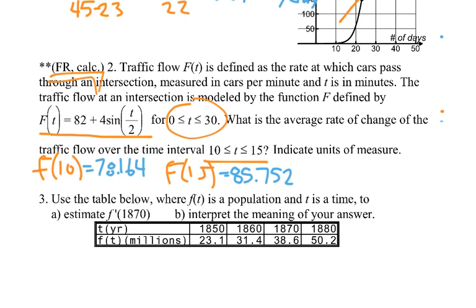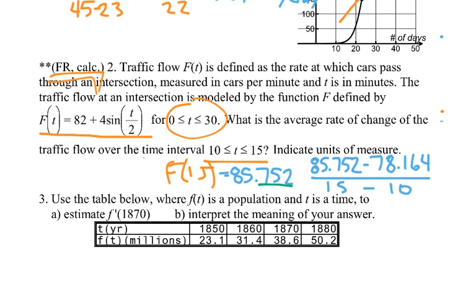And so if you're in radian mode, you should have gotten f of 10 was 78.164, f of 15 is 85.752, and AP, when we're doing free response questions, is going to want 3 decimal places, so let's just get in the habit of using 3 decimal places there. And then we're going to do the slope of that. So 85.752 minus 78.164 divided by 15 minus 10. And when you go through that calculation, you should get 1.